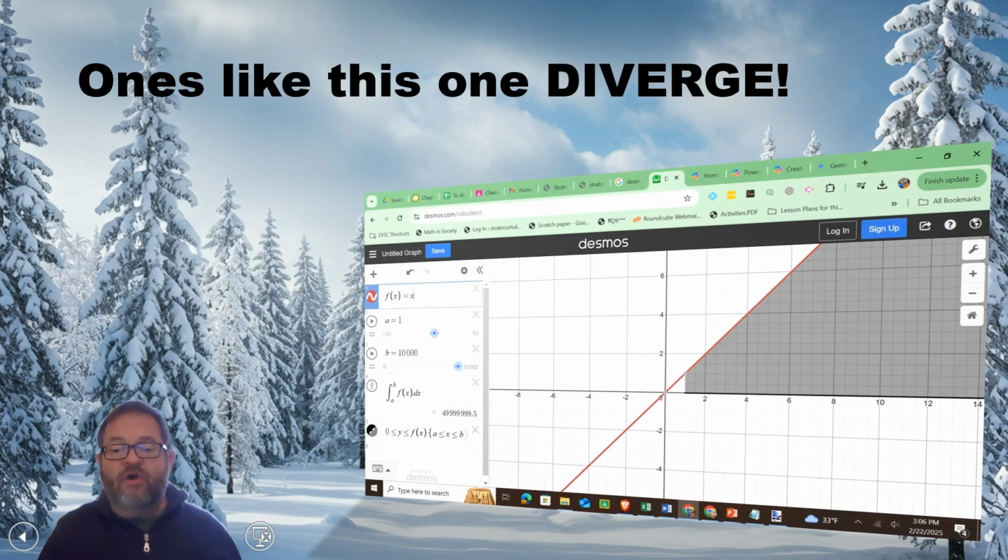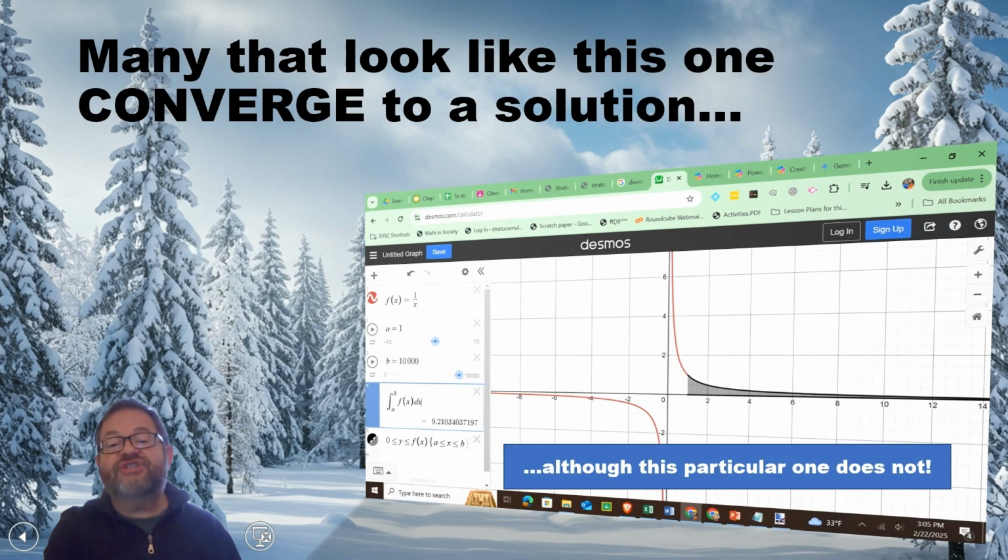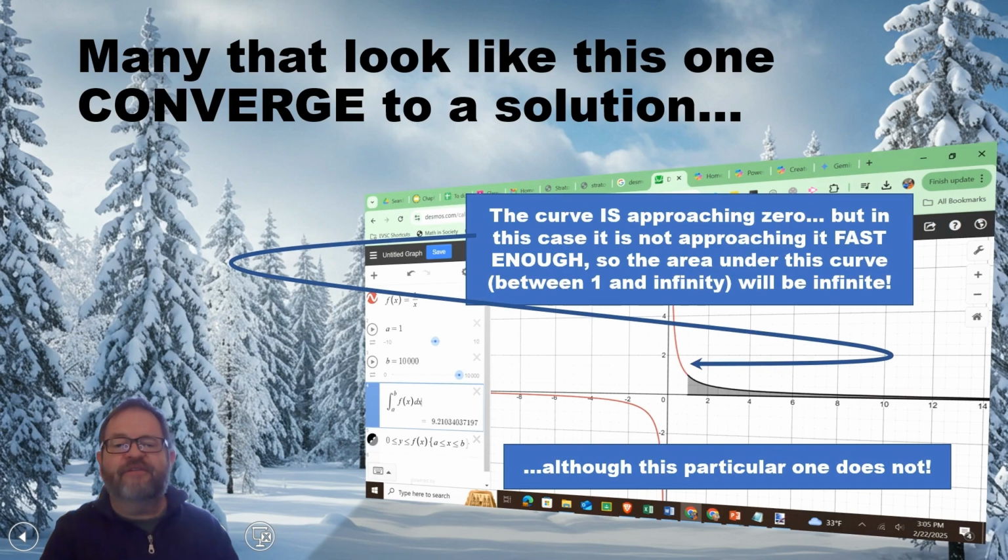The farther out we go on the x-axis, the worse this answer is going to get. But many of the ones that kind of taper off towards the x-axis and get skinnier and skinnier the farther out you go will converge. Now, this particular one that I have up on the board here, though, does not. This particular curve is certainly approaching 0, but in this particular case, it's actually not approaching it fast enough. And so the area under the curve between A is 1 and B is infinity will actually also be infinite.